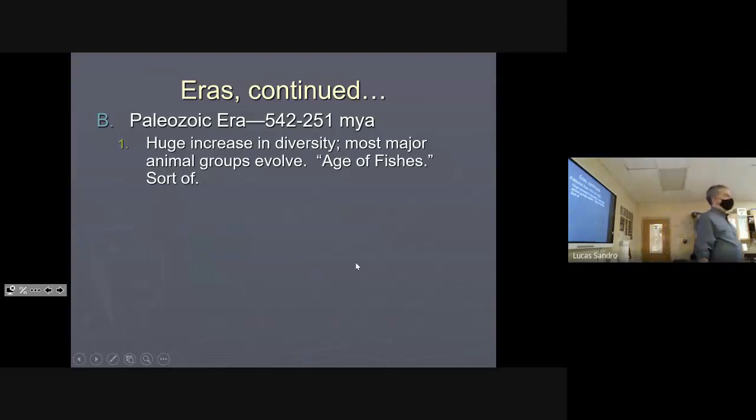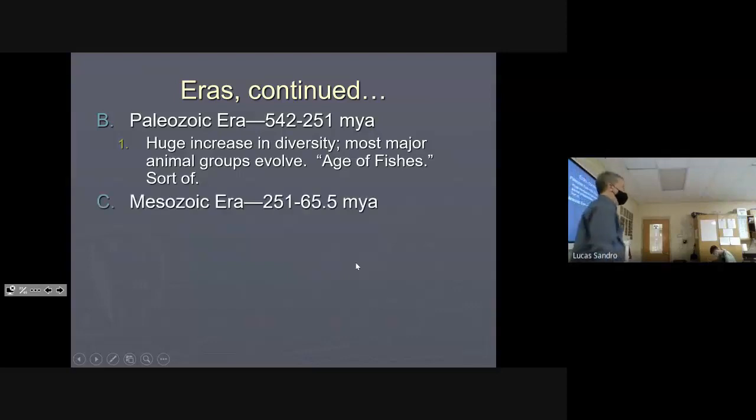I mean, fish don't show up till toward the end, but everything is in the water. Paleozoic followed by the Mesozoic. This would be the one you've probably heard the most about. Why? This entirely contains what we know of as dinosaurs.